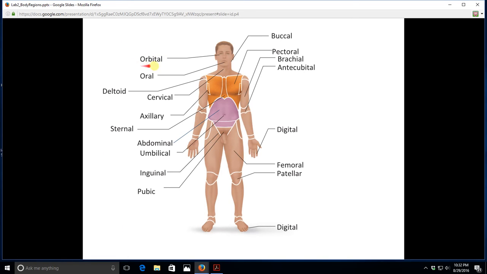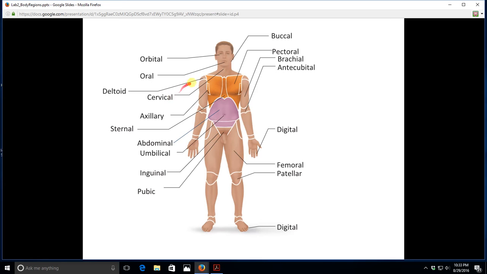Start with orbital. So, orbital refers to the eye. All right? Easy. Neighboring the eye, we've got the cheek. The cheek is referred to by the word buccal. Going down a little bit, we've got the mouth, which of course would be oral. Then we got our neck here. The neck would be cervical.